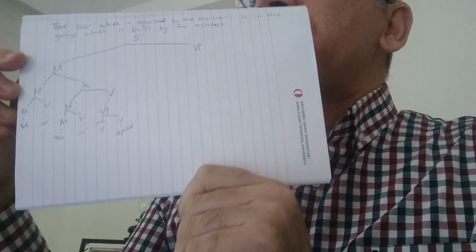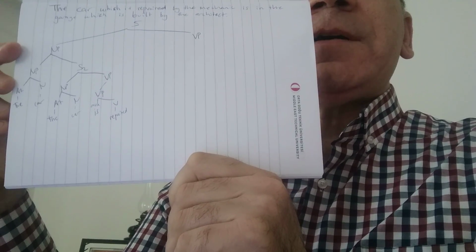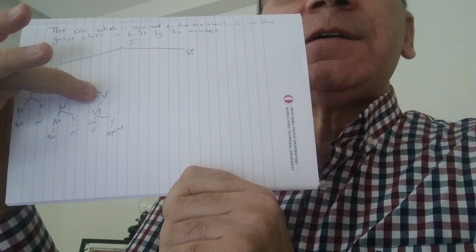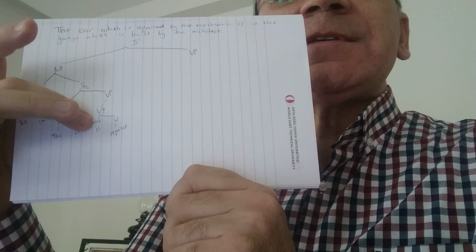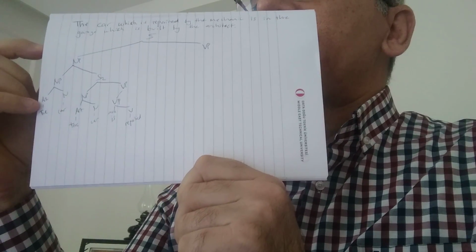Now, let me go on. In the verb phrase part, there's a verb phrase, auxiliary, and verb. The car is repaired. Look at it carefully. In the verb phrase part, we have a verb phrase which is divided into two, auxiliary and verb. Auxiliary is, verb is repaired. Is repaired because it's a passive sentence.